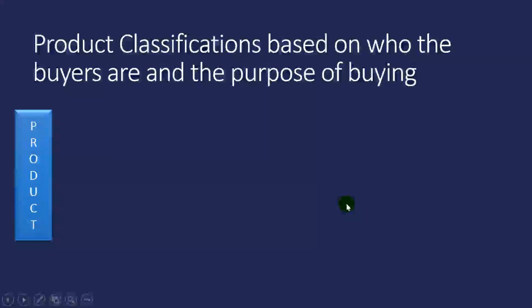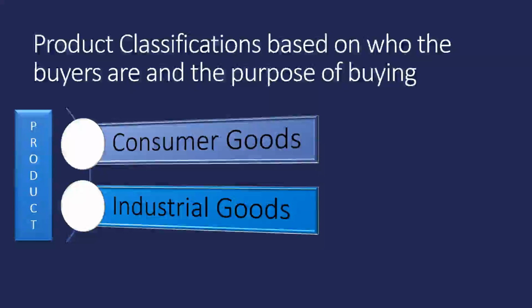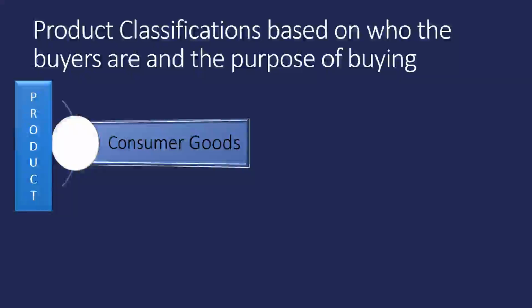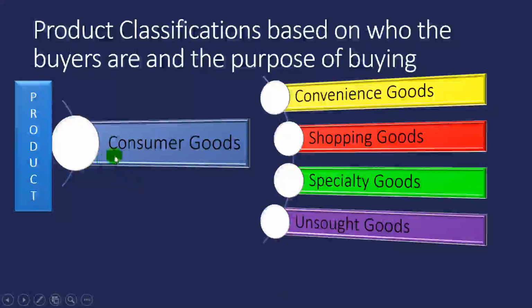The next one, we have product classifications based on who the buyers are and the purpose of buying. We have consumer goods and industrial goods. Now, for consumer goods. For the consumer goods itself, it has convenience goods, shopping goods, specialty goods, and unsold goods. What are they? Don't worry, we are going to explain it.